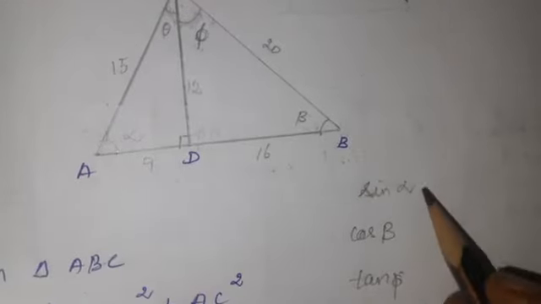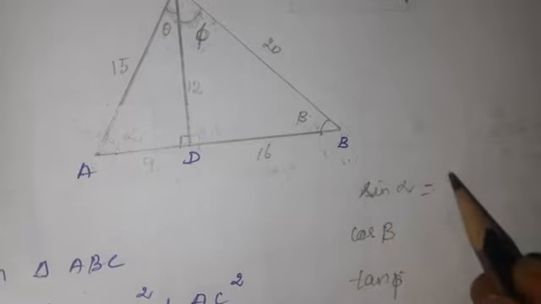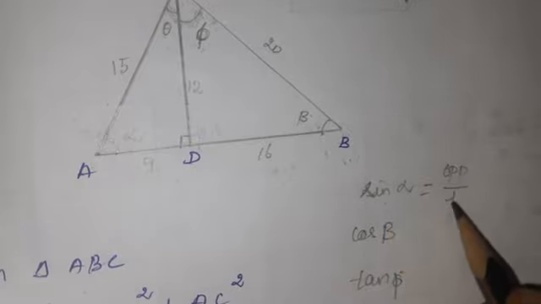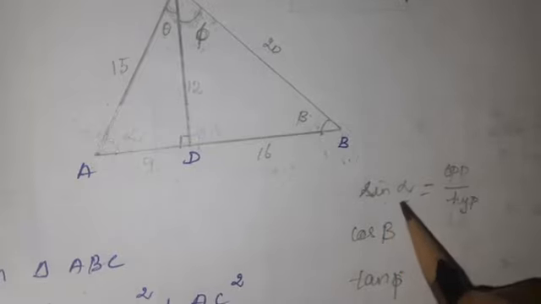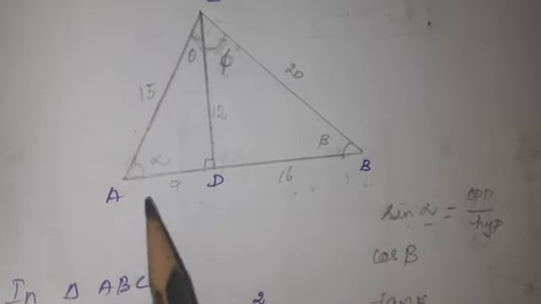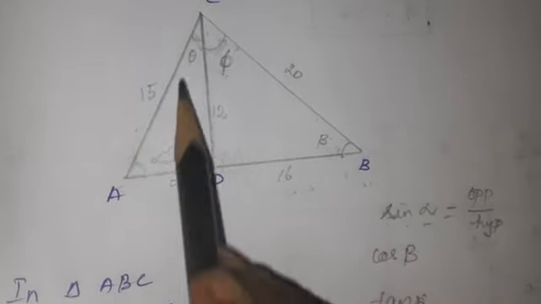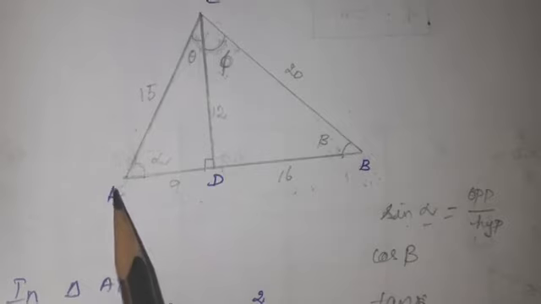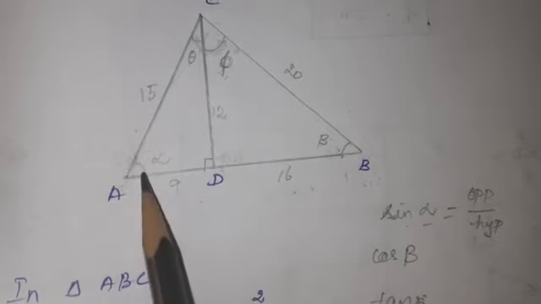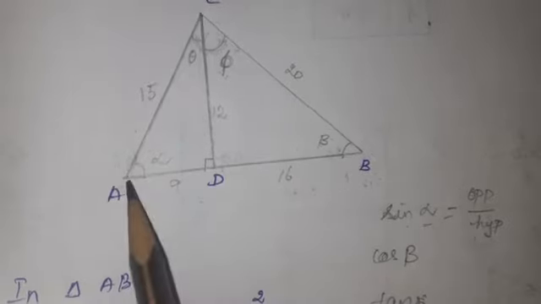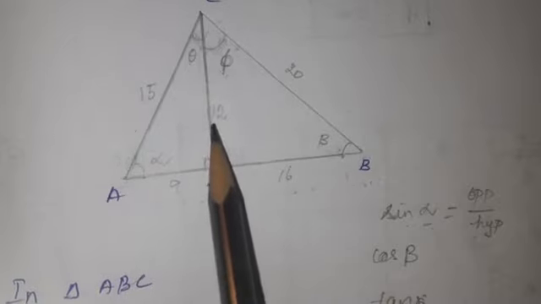They are asking, what is the formula for sin? It is opposite by hypotenuse. Alpha is given. Where is alpha in the diagram? In place A it is alpha. That means you should consider triangle ADC. Here the angle is formed. What is the opposite side? This is the opposite side.